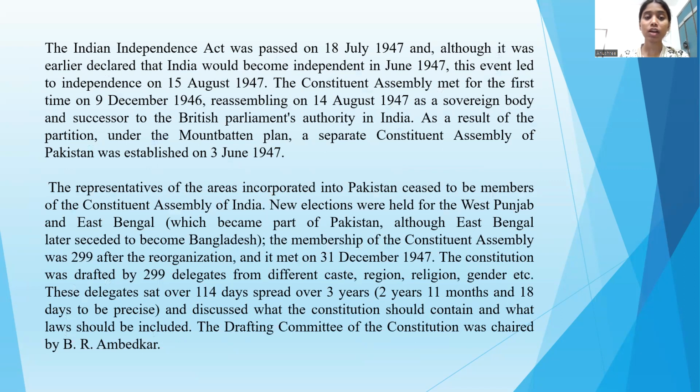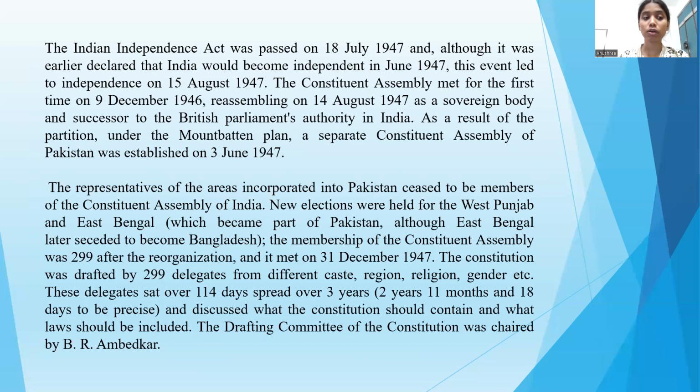The Indian Independence Act was passed on 18 July 1947, and although it was earlier declared that India would become independent in June 1947, this event led to independence on 15th August 1947. The Constituent Assembly met for the first time on 9th December 1946, resembling the one on 14th August 1947 as a sovereign body and successor to the British Parliament's authority in India.